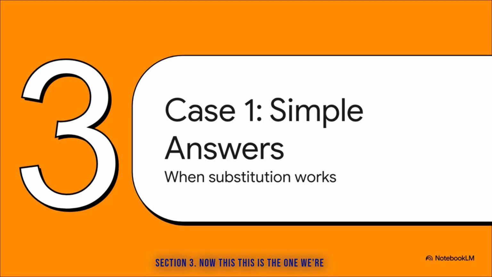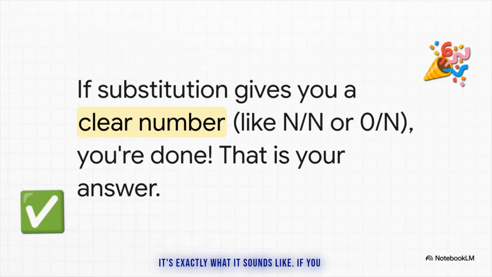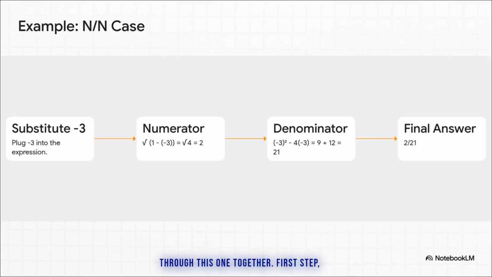Now this is the one we're always hoping for. This is Case 1, the simple answers. This is where that golden rule of ours just pays off instantly. It's exactly what it sounds like. If you plug in that number and you get a real, honest-to-goodness number back, could be 5, could be negative 1/2, it could even be 0, you're done. That's it. That number is your answer. Game over. Let's walk through this one together.